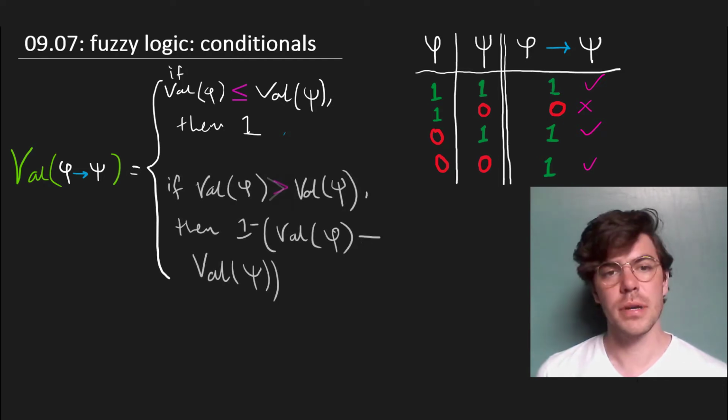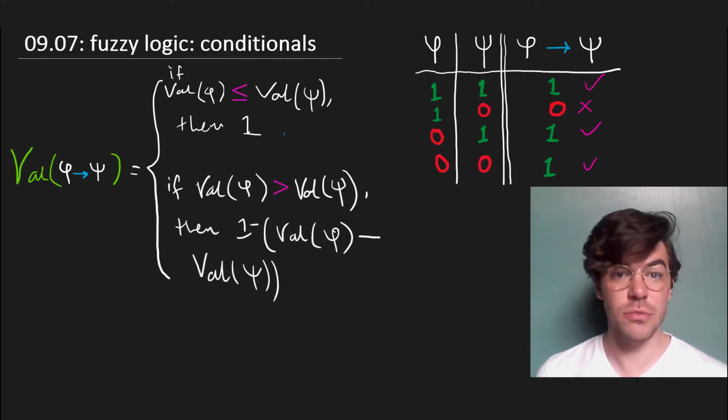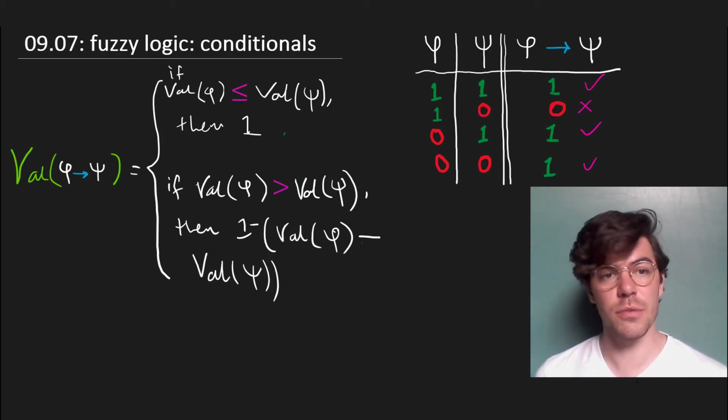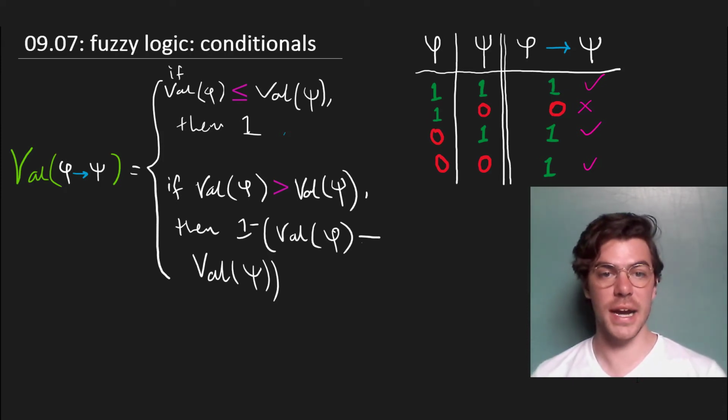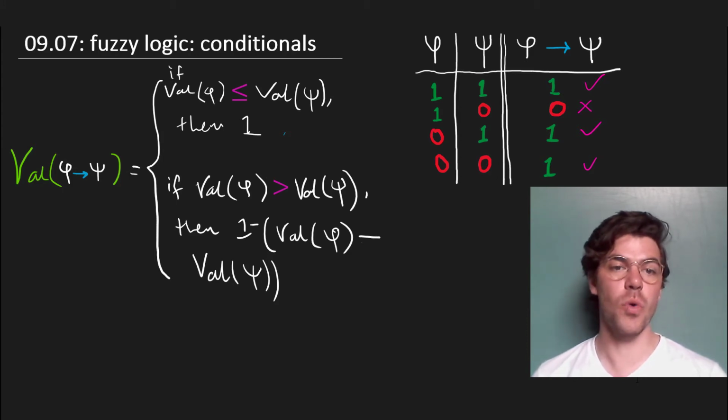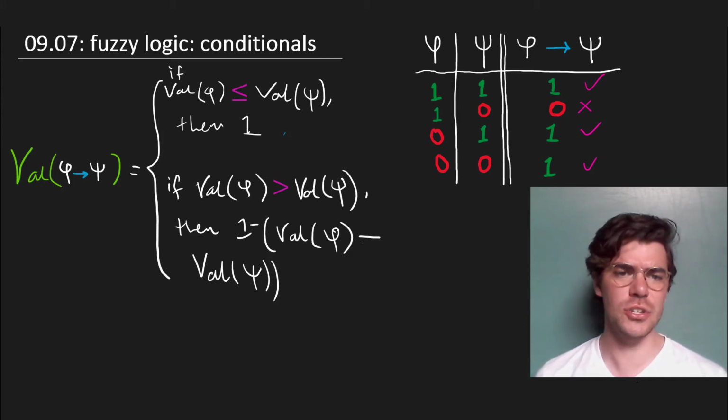So if we go from a lower truth value to a higher truth value, then the value of the whole conditional is 1. But if the value of phi is strictly greater than the value of psi, that is to say we're going from one greater truth to a lesser one, then the value of if phi then psi is equivalent with the difference of phi and psi subtracted from 1. That is to say, we subtract psi from phi, and then we subtract that further from 1.